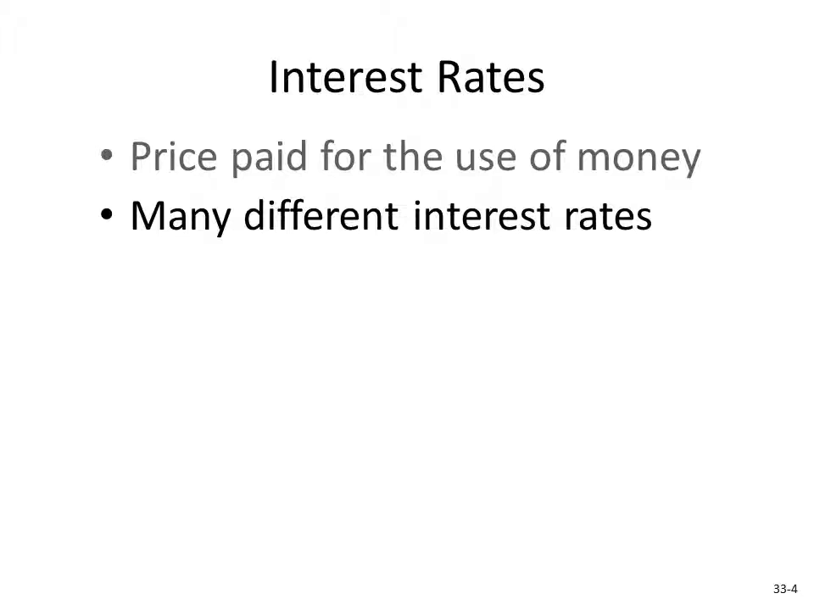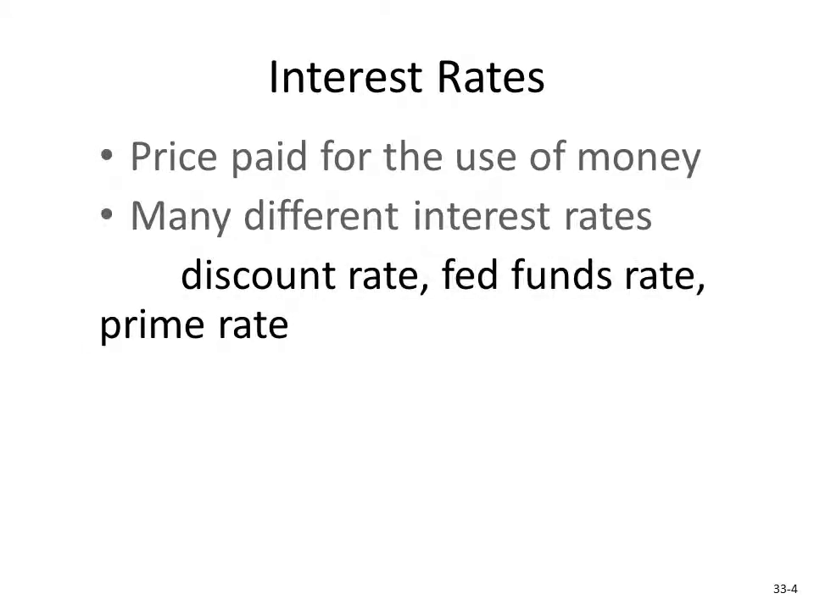Now, there are many different interest rates, and we're going to go through the different interest rates. And here they are. The first rate, the discount rate, is something we spoke of in the last chapter. The discount rate is the rate at which the Federal Reserve, our nation's central bank, lends money to financial institutions, typically banks and savings and loans and thrifts, but other financial institutions, when they are short on required reserves or reserve requirements. All right, so that's the discount rate.